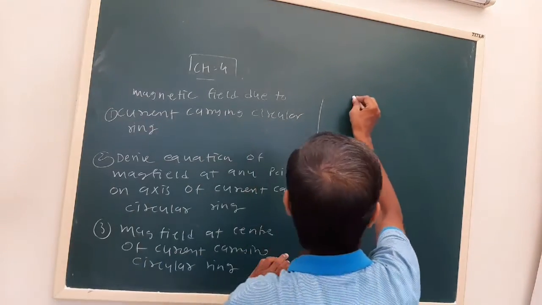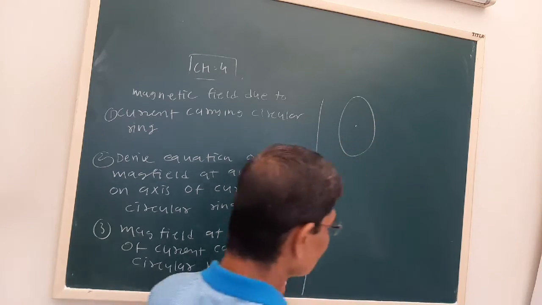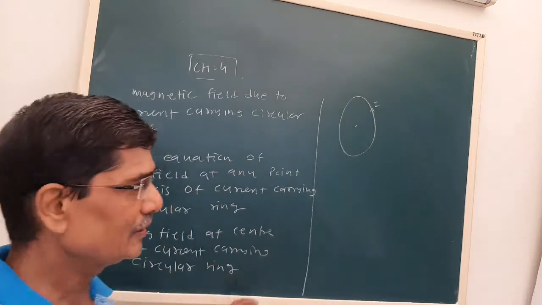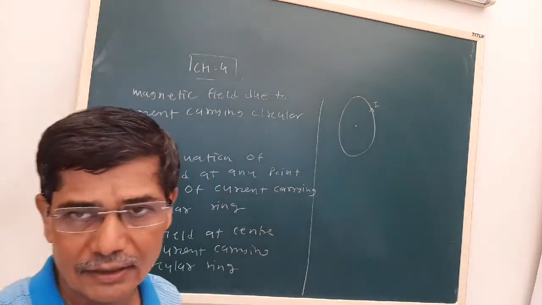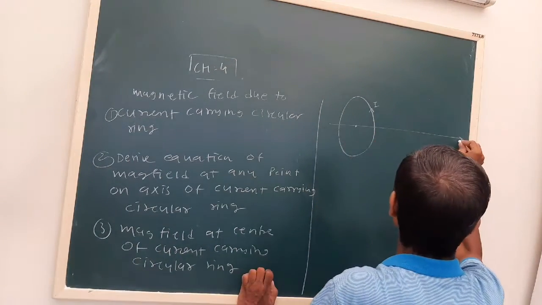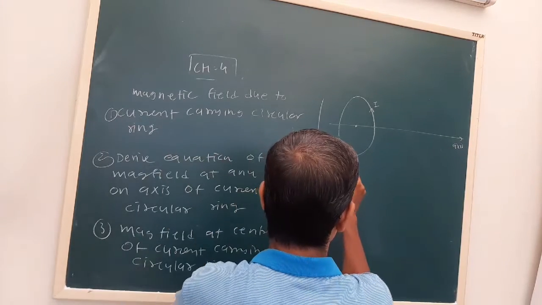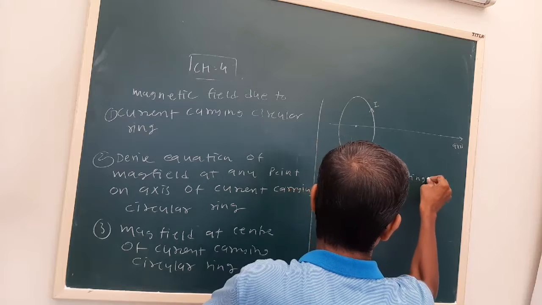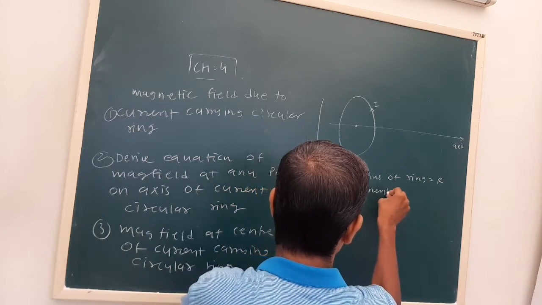Now, this is a current carrying circular ring. Let us say current value is I. The line passing through the center is called the axis of the ring. So this line passing through the center is called the axis. Let us say radius of ring is R. Let current in the ring be I.